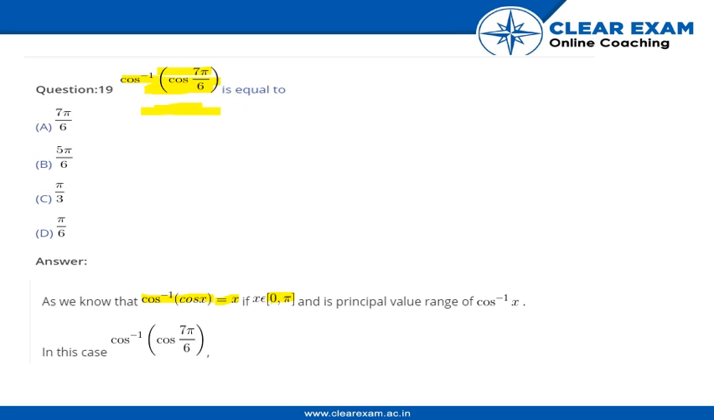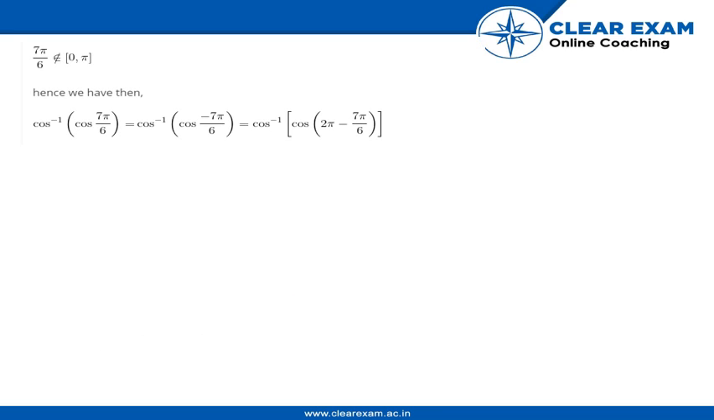We have to somehow reduce 7 pi upon 6 into some other form so that we can apply the given formula. Let's move to the next slide. Just wait a sec. Okay, so we talked about how 7 pi upon 6 does not lie in the interval 0 to pi.